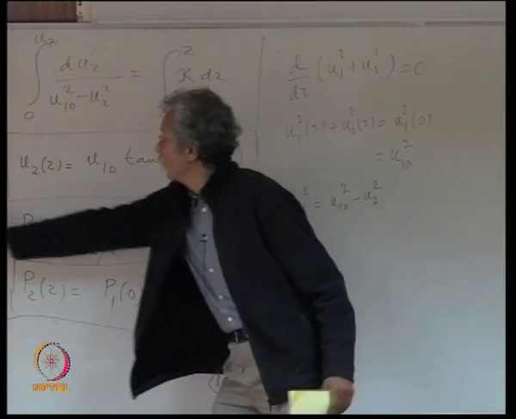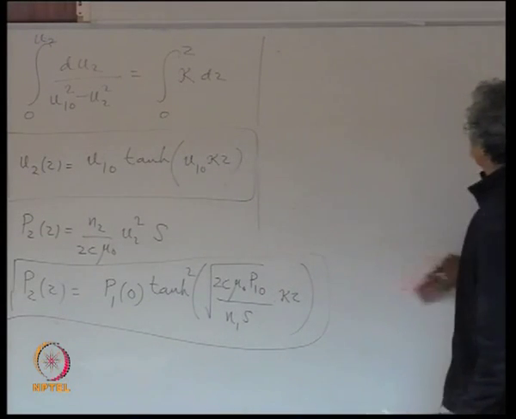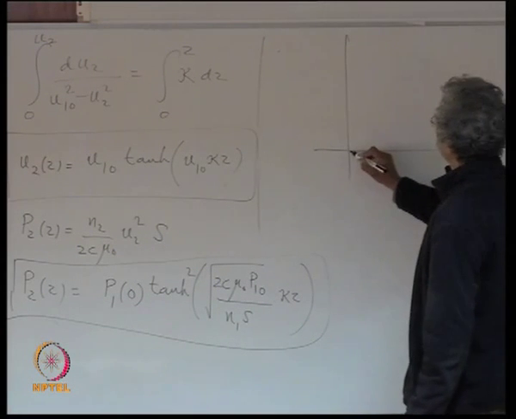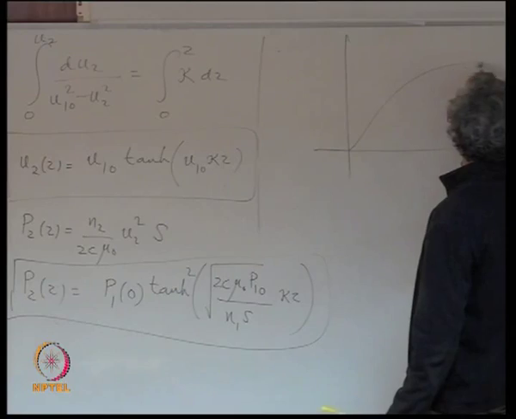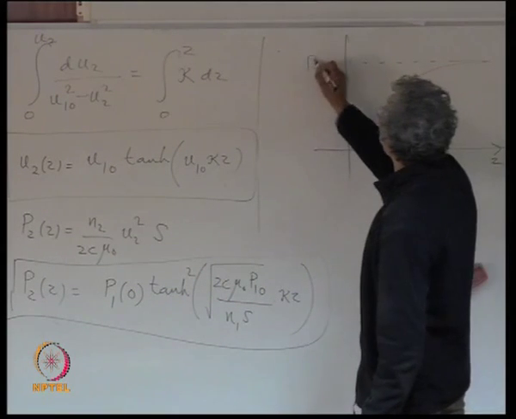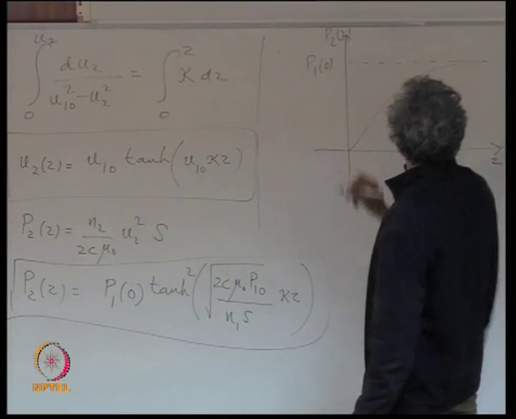And as you all know, the tan hyperbolic square function is a monotonically increasing function. So if you plot it as a function of z, it will go like this. The maximum power you can get is P1(0). This is P2 of z versus z.